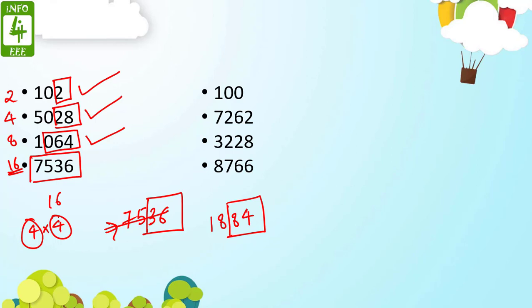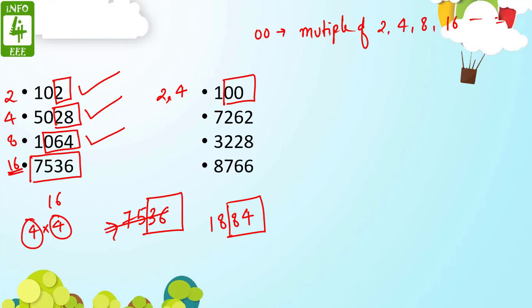Let's check again for this 100. If you want to check whether this 100 is divisible by 2 or not, yes, this number is even, so it will be divisible by 2. If you need to check for 4, you need to check the last two digits, but here we have 00. So always remember, 00 is also a multiple of 2, 4, 8, 16, and so on. So this will be divisible by 2 and 4 as well.